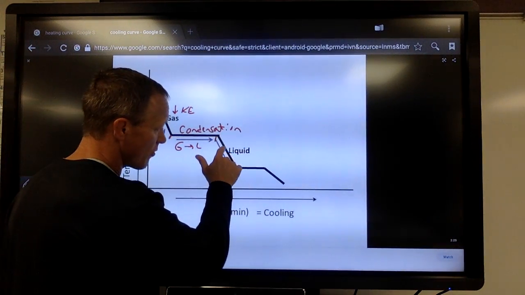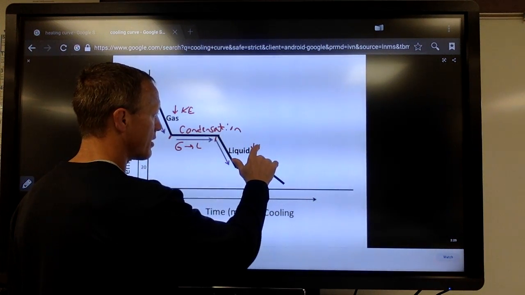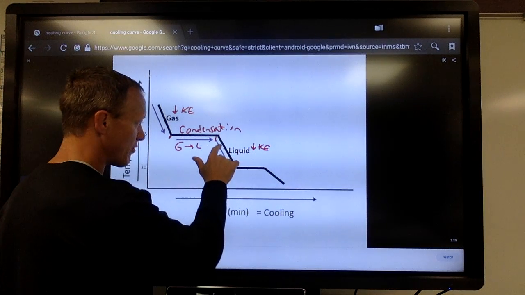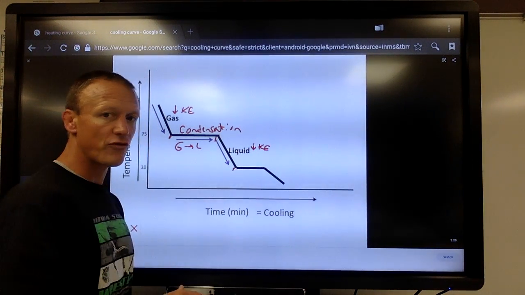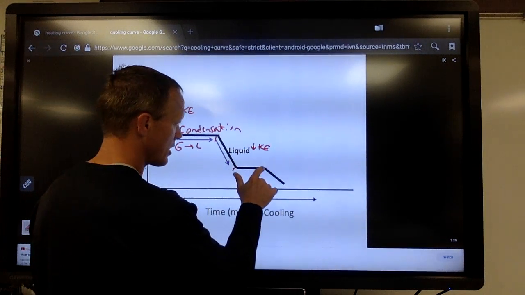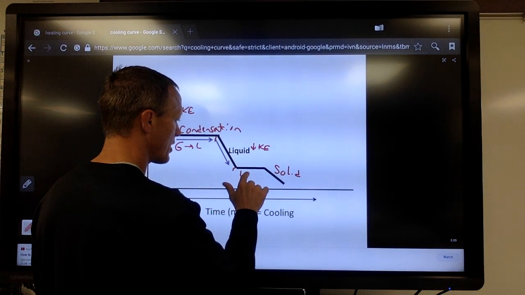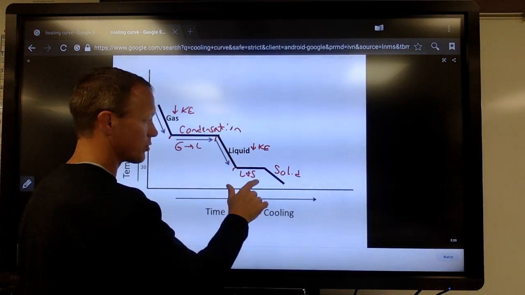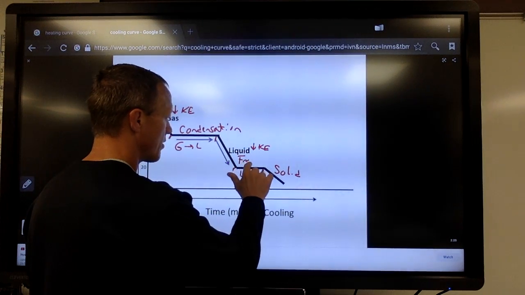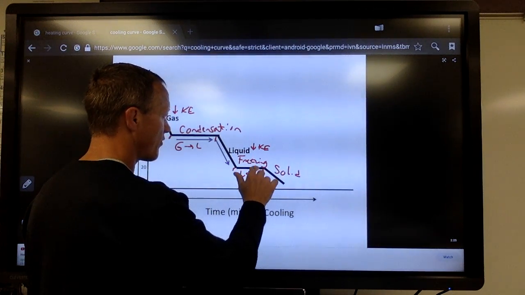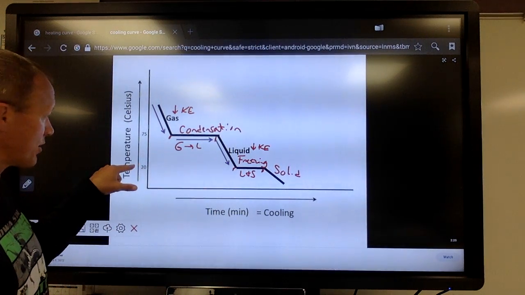Once you get to right here, all the molecules are now liquid. The liquid's getting colder. That's again a decrease in kinetic energy as you're going down this. You get to right here, and the substance is starting to freeze. It's going from a liquid to a solid. So right here, you'd have some liquid and some solid molecules. Once you get to right there, they'd all be solid. Okay, and this would be freezing.